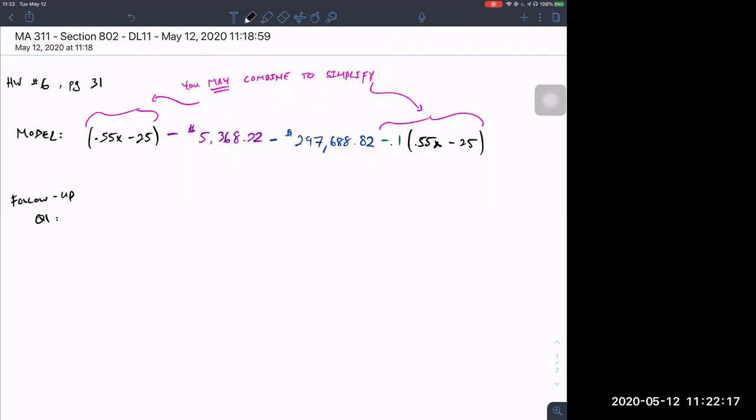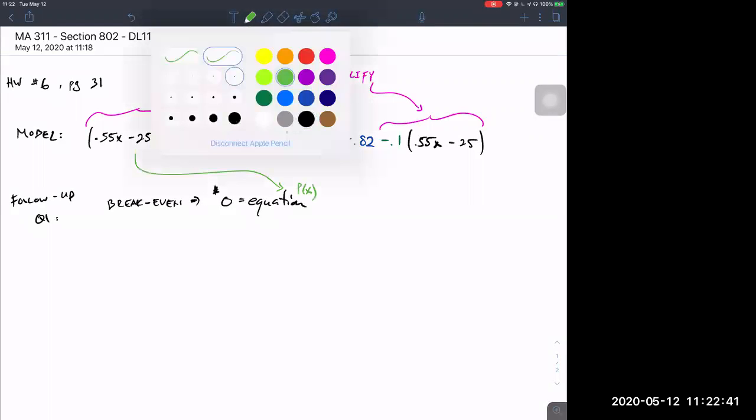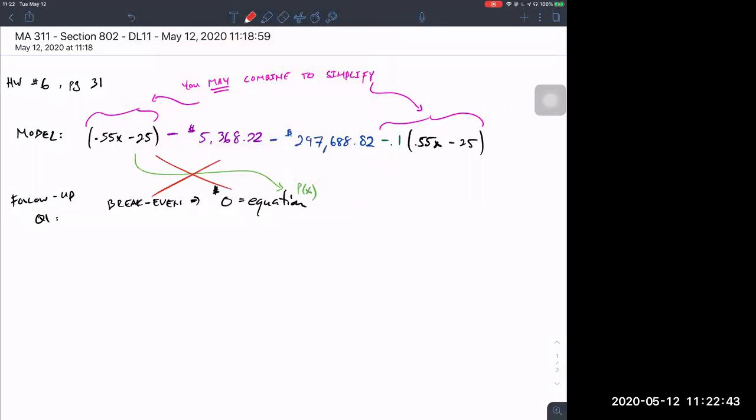2, for the first follow-up question, Q1. The thing that everyone does remember is that with break even, it is $0 equal to the equation. But the problem is that people get blindsided and then they take only the profit function here. And that is incorrect, right? This is wrong right here, right?